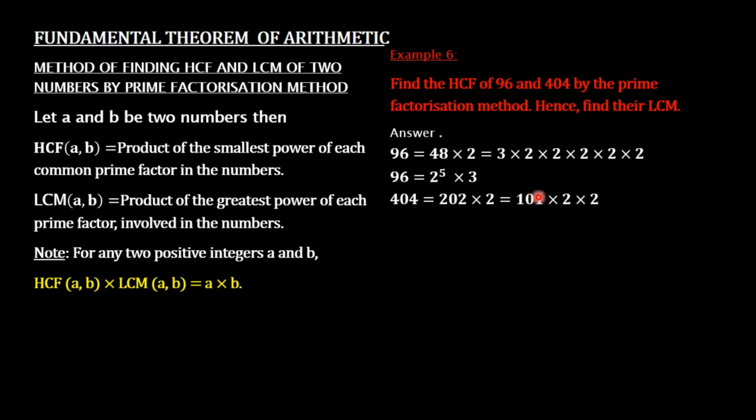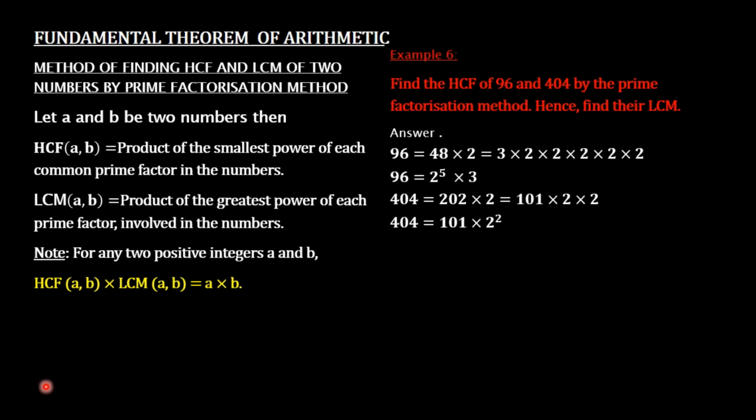That is, 202 equals 101 into 2 into 2. Then after rearranging, we will get 404 equal to 101 into 2 square. So we have our prime factorization here. What is the next step? Next step, we have to compare things.